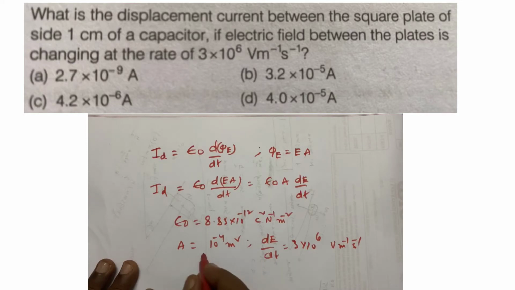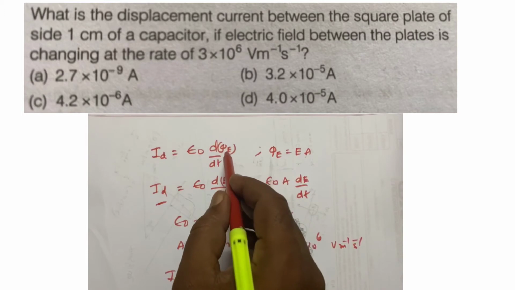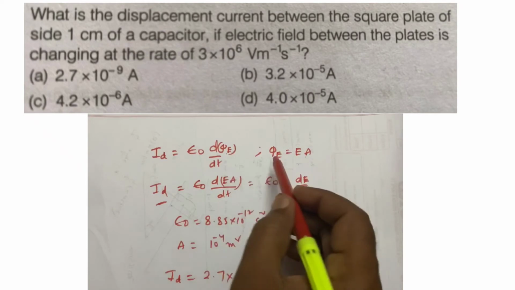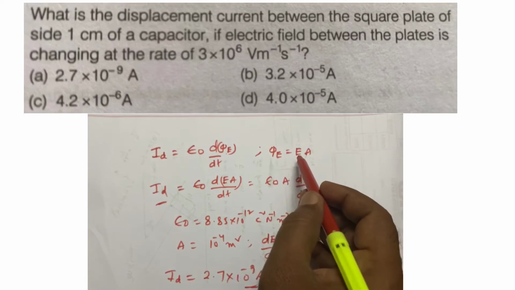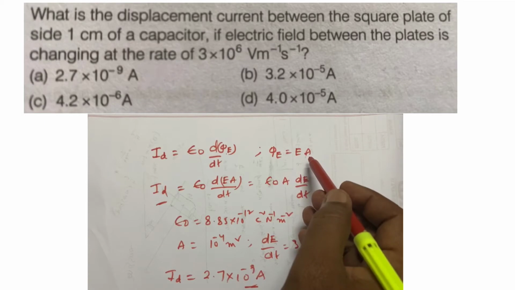After substituting all values, the I_D value will come: I_D equals 2.7 into 10 to the power of minus 9 ampere. Displacement current is the current between the two plates of the capacitor. Here phi E is the electric flux between the plates of the capacitor. Phi E equals E A, the flux due to the electric field, where E is the intensity of the electric field and A is the area through which the flux is passing. A equals the area of each plate.